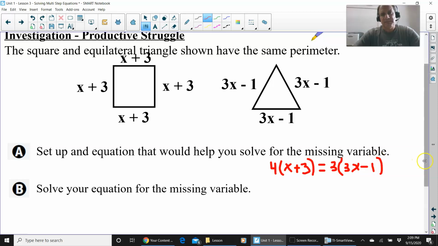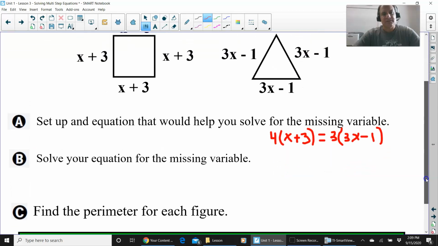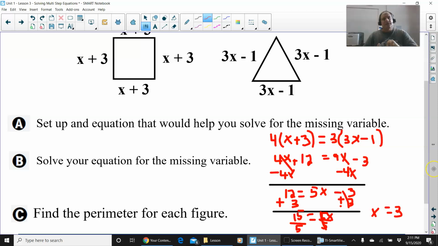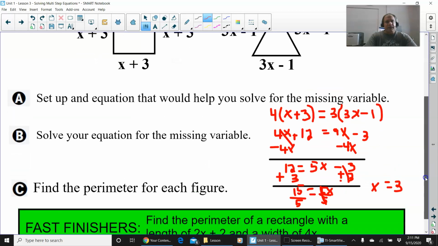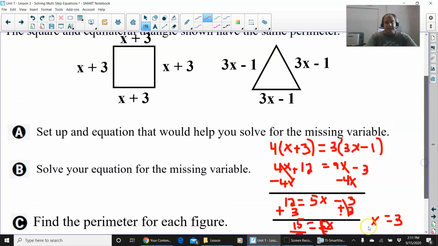All right, do B and solve it, and then find the perimeter of each figure. Go ahead, solve it, and then find the perimeter. Press pause now. So take a look. Hopefully you did solve that, and x equals 3, and you think your perimeter is done? No, it's not done. All right, so we have to find the perimeter. We're not going to do that fast finisher. Just make sure that you understand that x equals 3 is not the perimeter.